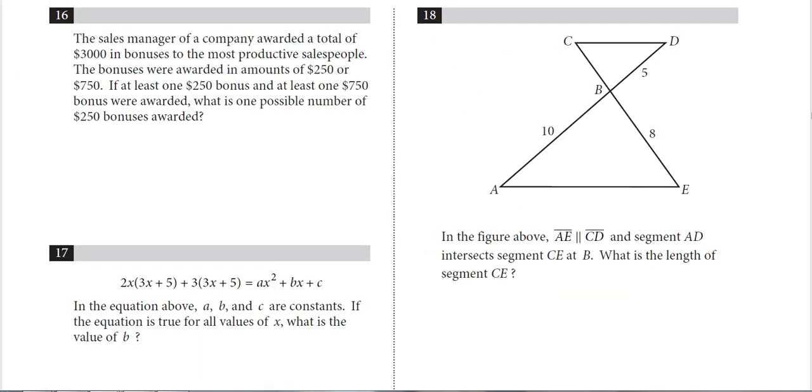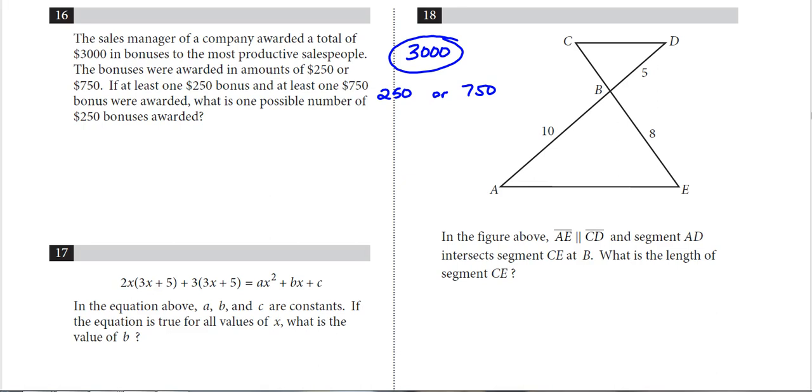All right, number 16, free response. A sales manager of a company is awarded $3,000 in bonuses to the most productive people. The bonuses could only be in amounts of $250 or $750. So let me first, I'm getting a lot of information here, so I'm going to just jot some things down. We have $3,000 to spend in bonuses, and the only amounts can be either $250 or $750. There's no other bonus size that it could be. If at least one person was given $250 and at least one person was given $750, meaning they weren't all $250 or all $750, what is one possible number of $250 bonuses awarded?